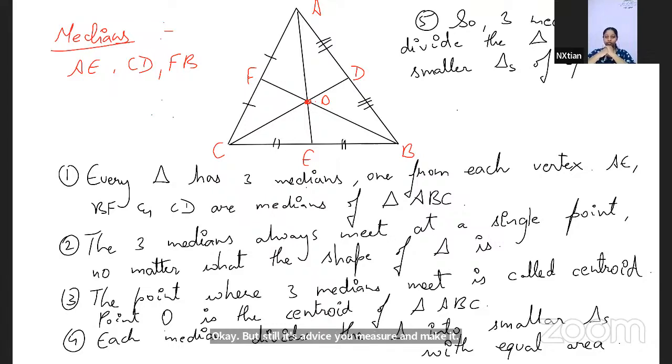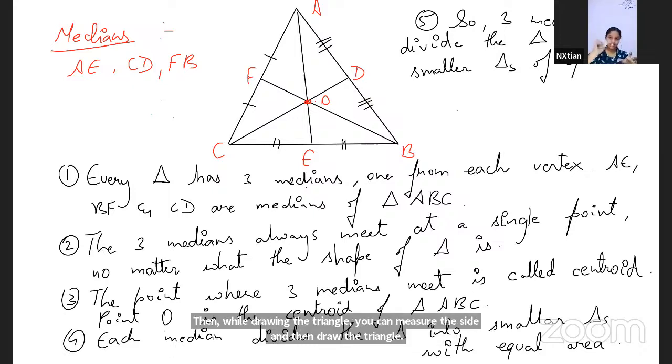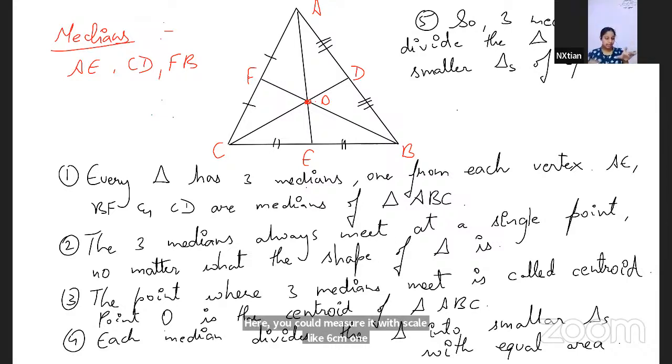Yes, ma'am, I was measuring, but all the measures on the triangle are not always the same. All right. Then while drawing the triangle, you can measure the side and then draw the triangle. You measure it with a scale, like 6 centimeters. I have to make the base of the triangle 6 centimeters, so put the scale, measure 6 centimeters, and then draw the side. Then suppose the side AC, I have to make 7 centimeters. So with the scale, mark 7 centimeters from zero and make a line. You will get 7 centimeters. Ma'am, like this we make.